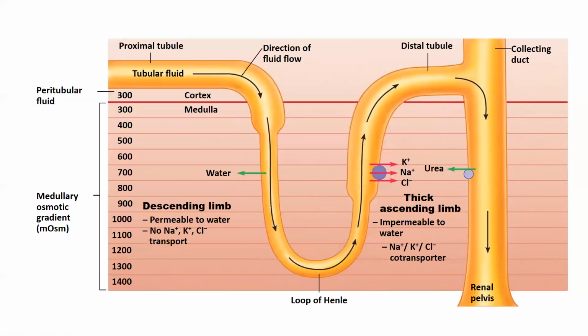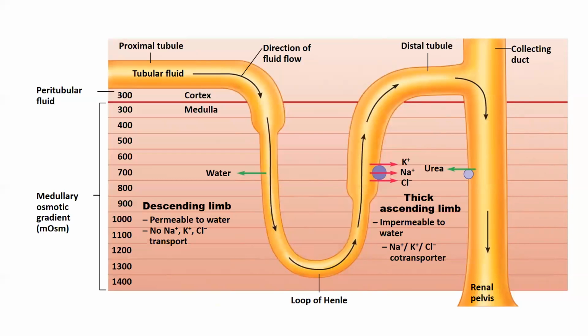That's sort of a big message. So write that somewhere really big or highlight it. The descending limb only allows the movement of water. Nothing else can go. No other solutes, no glucose, nothing else is moving here, only water. It's only permeable to water. And this is a passive process. It doesn't require anything. Okay?